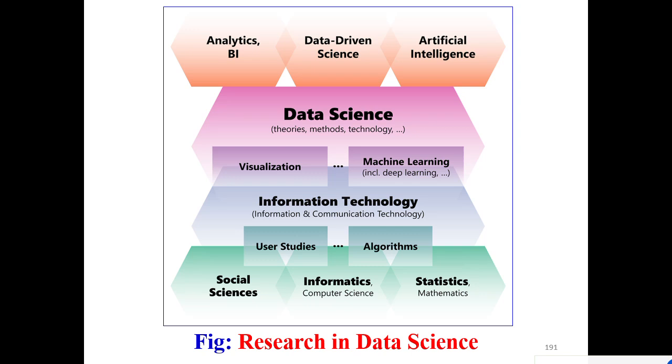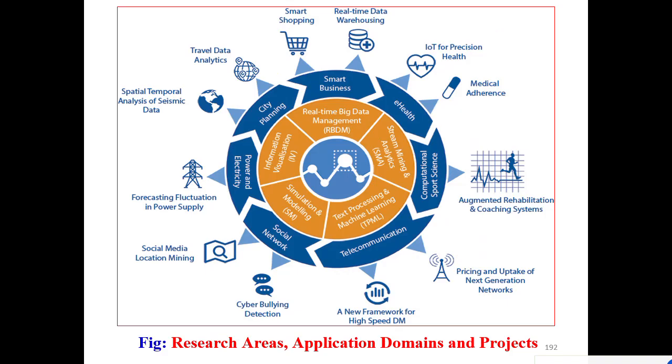Machine learning includes deep learning. Then information technology is nothing but the application of science, which comes under information technology, like information and communication technology. We have user studies and algorithms like social sciences, informatics, computer science, statistics, mathematics, etc. So this is the complete diagram of research areas, application domains, and projects.